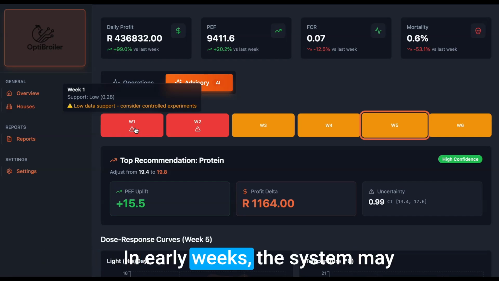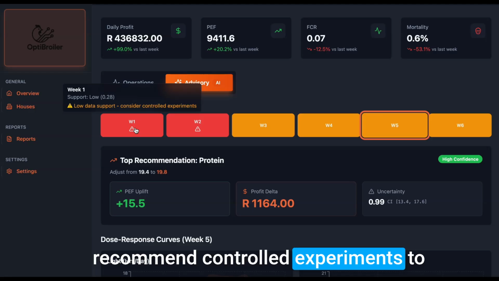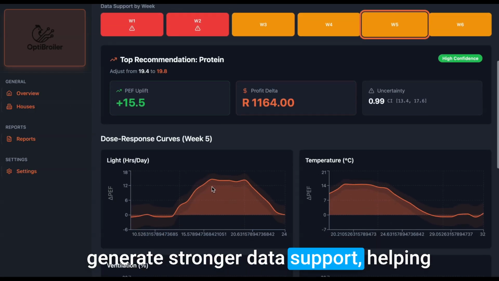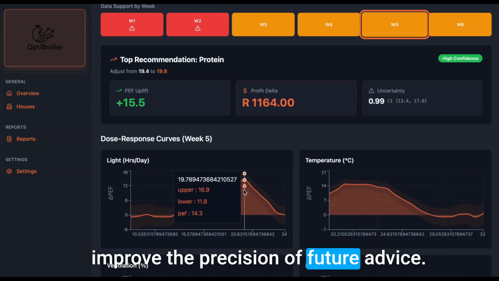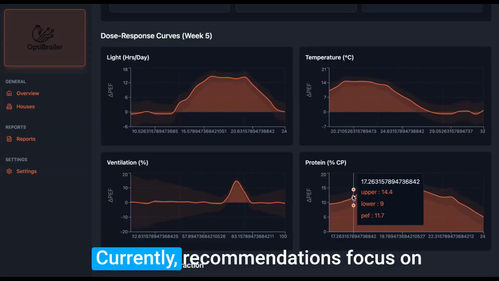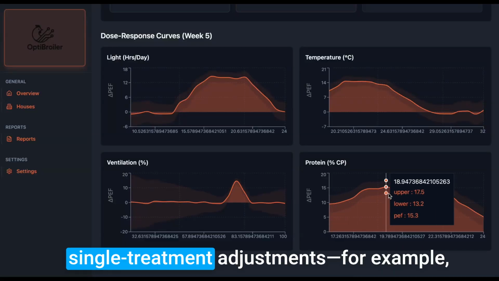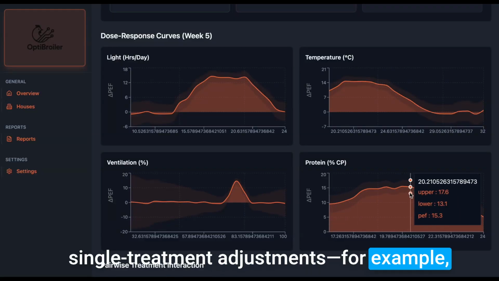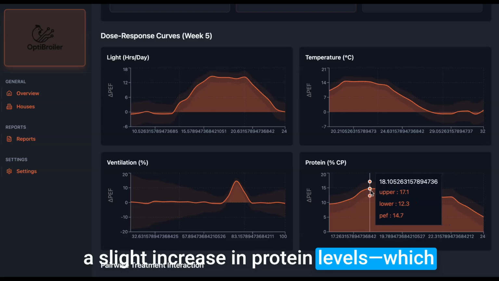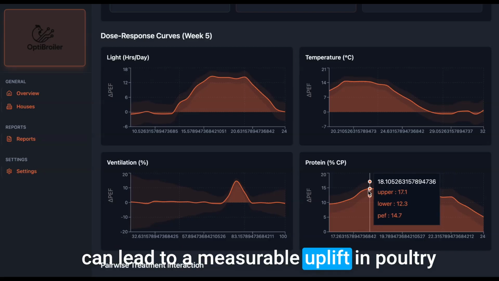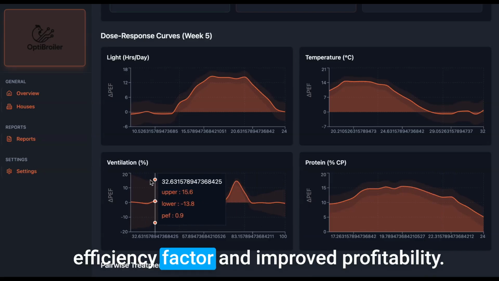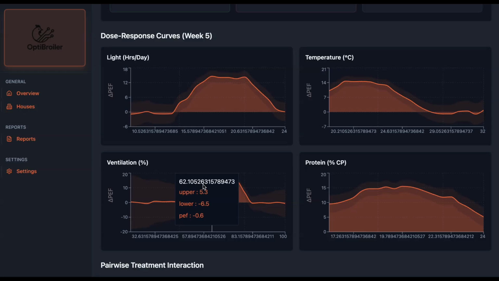In early weeks, the system may recommend controlled experiments to generate stronger data support, helping improve the precision of future advice. Currently, recommendations focus on single treatment adjustments, for example, a slight increase in protein levels, which can lead to a measurable uplift in poultry efficiency factor and improved profitability.